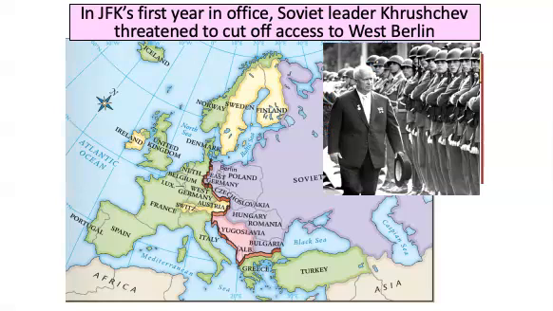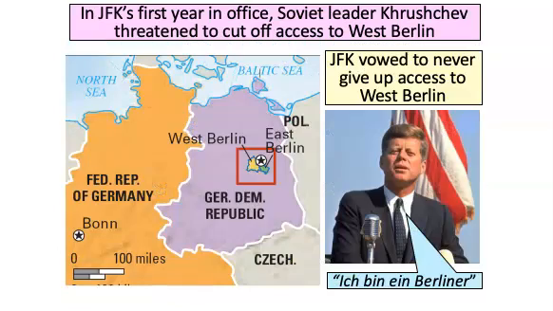Now, in JFK's first year in office, he was met by a new premier of the Soviet Union, Soviet leader Nikolai Khrushchev. Like his former boss Joseph Stalin, Khrushchev had threatened to cut off access to West Berlin. In response, JFK vowed to never give up access to the city, and in a speech given there, he said, "Ich bin ein Berliner." I am also a Berliner, though he actually mispronounced it and said, "I'm a jelly donut," but that's neither here nor there.